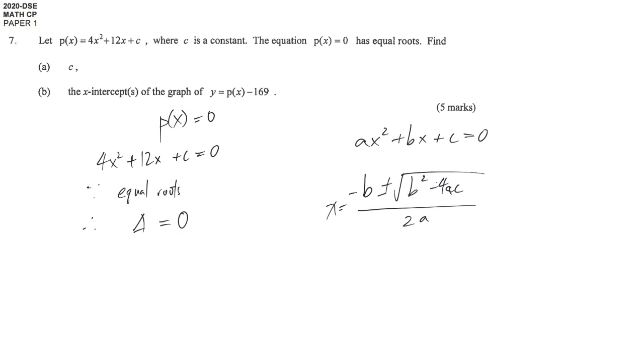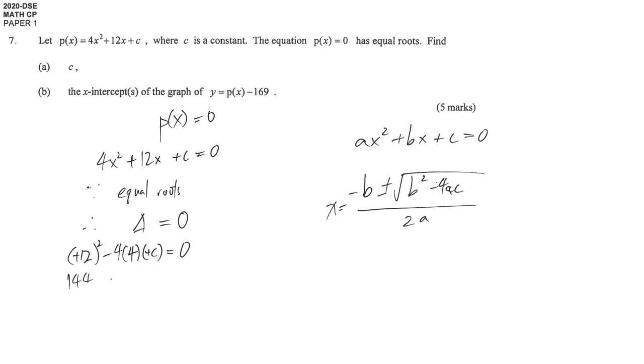Or you just simply memorize it. Anyway, so we are talking about b squared minus 4ac is equal to 0. b, the coefficient of x, is positive 12. a, the coefficient of x squared, is positive 4. While c represents the constant term here. This is our equation with c being the only unknown, so we can solve it.